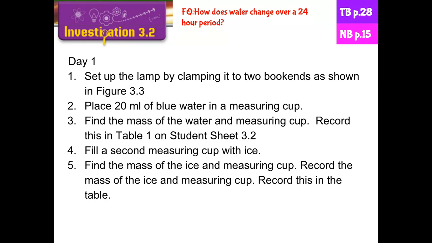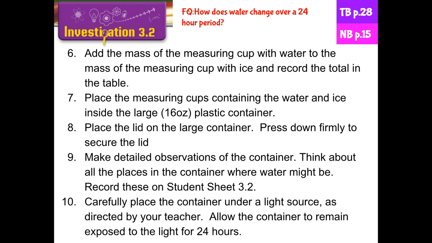You're going to put 20 milliliters of blue water into a little measuring cup and take that mass and record it in the table on student sheet 3.2. And then you'll fill a cup with ice and find the mass of that. So you're starting out with a couple different masses of ice and water within the cup. And then you're going to need to add the mass of the measuring cup with the water to the mass of the measuring cup with the ice and record that total mass. So you're going to be figuring out exactly how much you have. Your teacher may also have you put the entire system together and measure that, but it depends on the teacher.